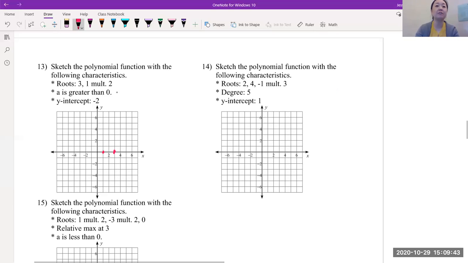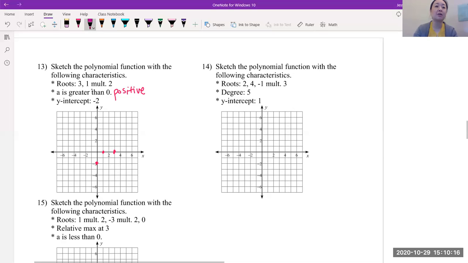All right, so sketch the following. We have the root with multiplicity of 2. A is greater than 0, which means it's positive, because any number greater than 0 is positive. Am I positive? Yeah, I'm positive about that. And also we have a y-intercept at -2. So what does that mean about my arms? Technically, we don't even need this A is greater than 0 part, because there's only one way we could do this, but just FYI.